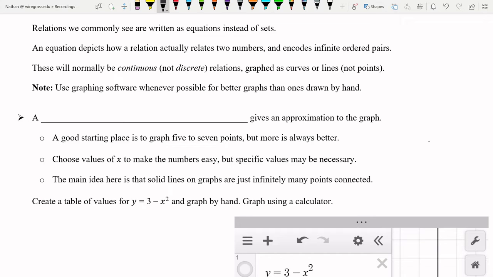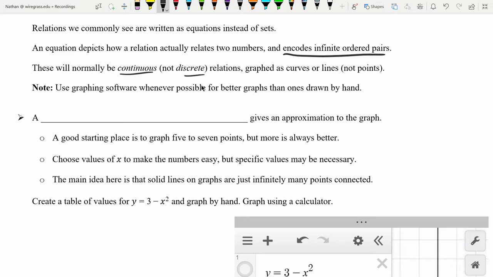Normally we see relations as equations and not sets of connections. The reason is that equations depict how relations actually relate numbers, and they encode infinite ordered pairs. You don't need a list of them written out. You can just use the equation, and that will give you all of your ordered pairs. Equations will normally be continuous, not discrete, when used to describe a relation.